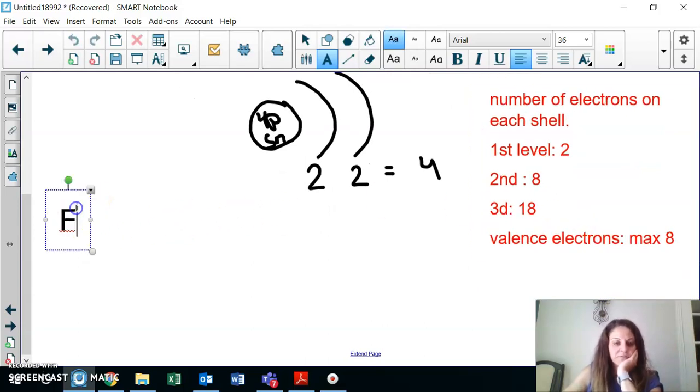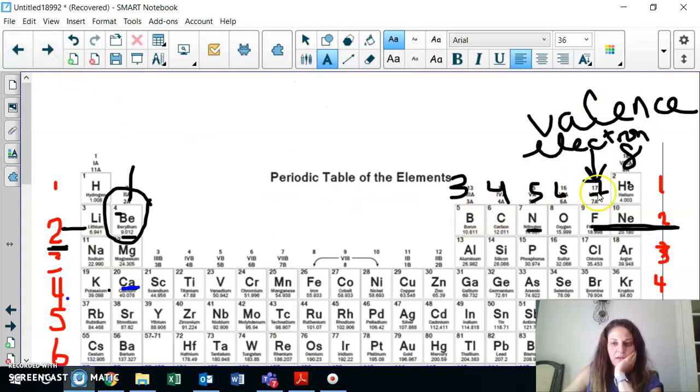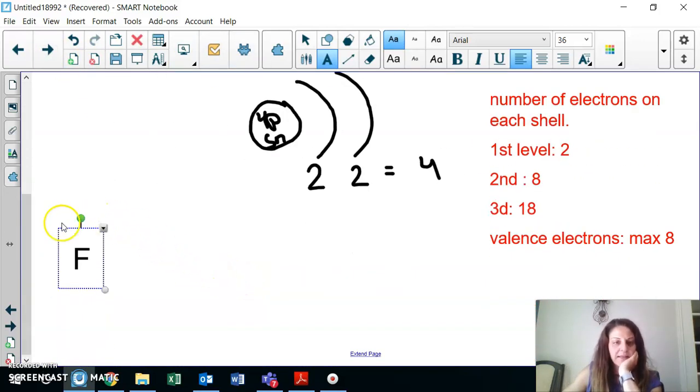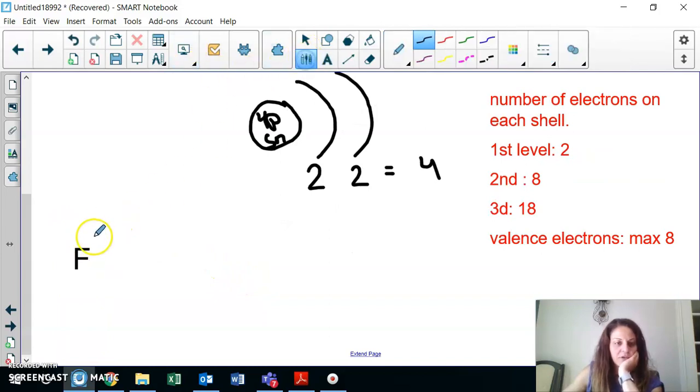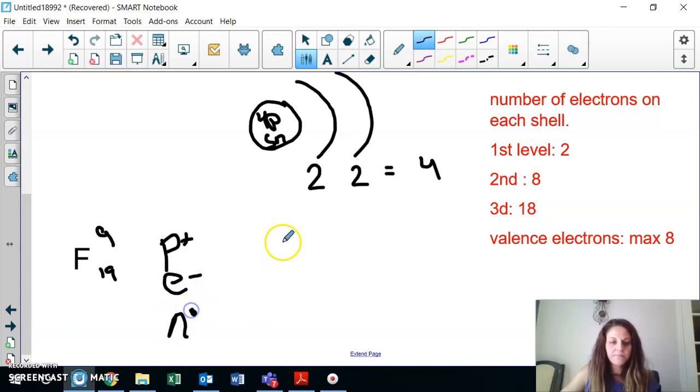Let's try fluorine now. Fluorine is atomic number 9, mass is 19. We'll round it up. So, again, fluorine, atomic number 9, mass is 19. You write protons, electrons, neutrons. Protons, atomic number 9. Electrons, same thing, 9. Neutrons, 19 minus 9, 10.